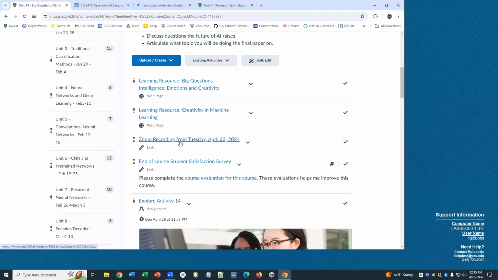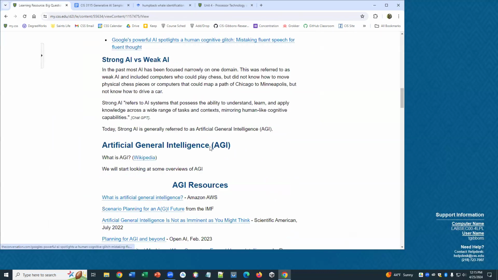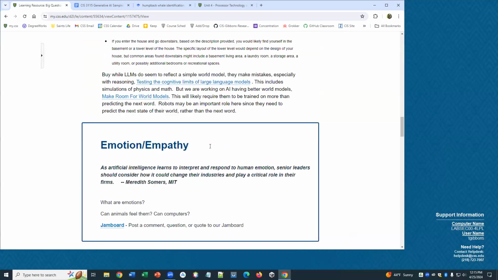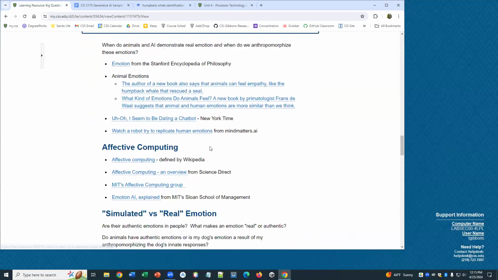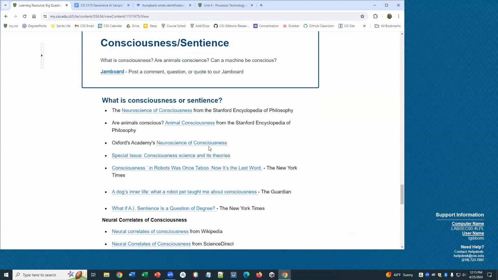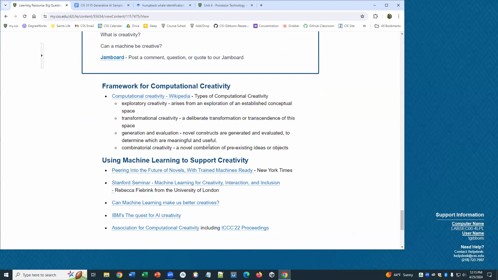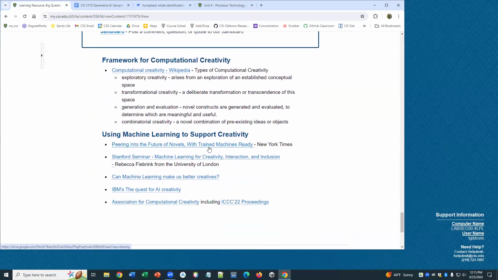So last class, we talked about these big questions in AI. What is intelligence? Are animals intelligent? Can computers be intelligent? Can they have emotions? Are they sentient? And we left off with this creativity stuff. So that's what we're going to look at today.